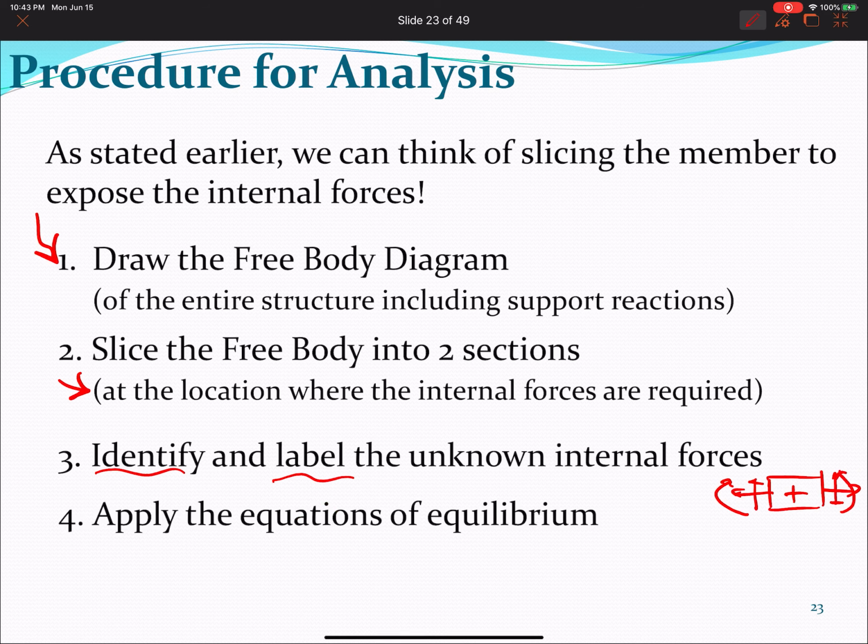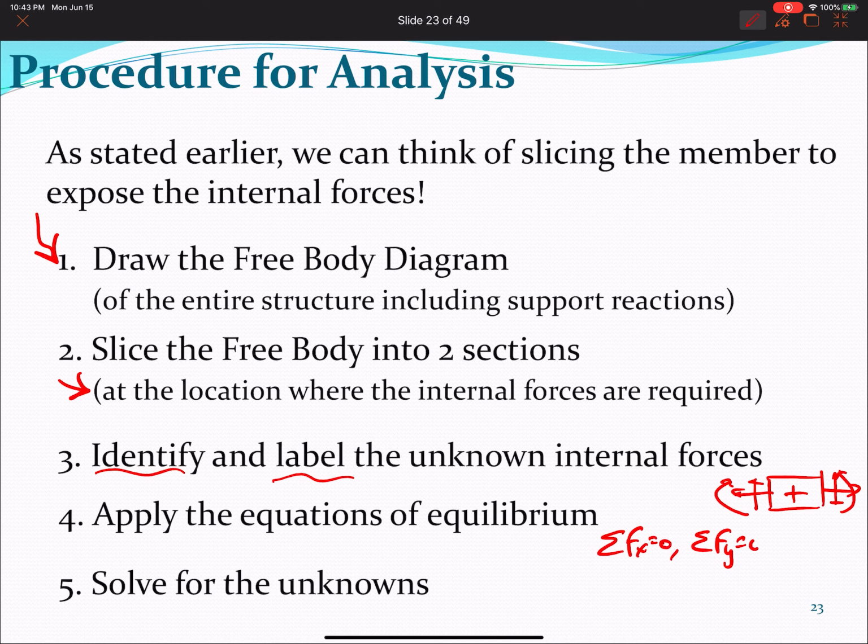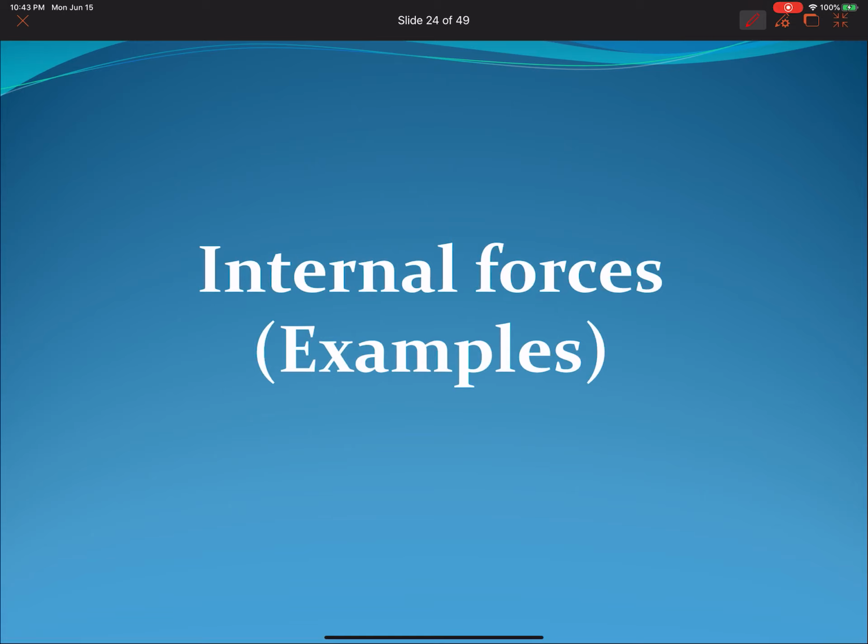We have three: sum of forces in x equal to 0, sum of forces in y equal to 0, sum of moments at a point equal to 0. And then we solve for the unknowns. And hopefully we have an equal number of equations as the number of unknowns.